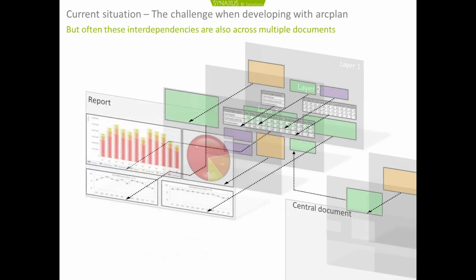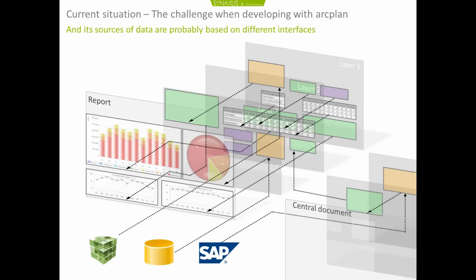And often this is also done across multiple documents. So you have central documents holding framework-related functionality like authentication, translation modules, and so on, or you provide data for several documents in these documents. And also you can link more than one data source inside a project, like relational databases, ERP systems, or OLAP cubes. And all these sources could provide multiple documents and objects. So the main question is, how does arcplan help us to cope with these complex structures?